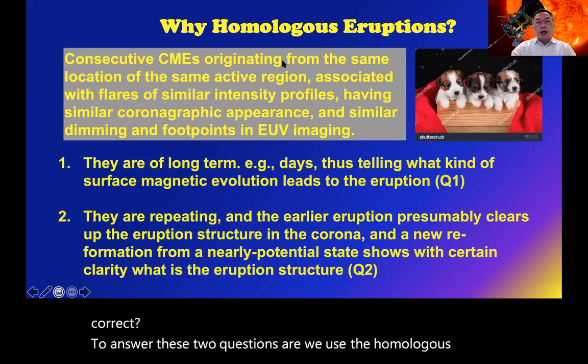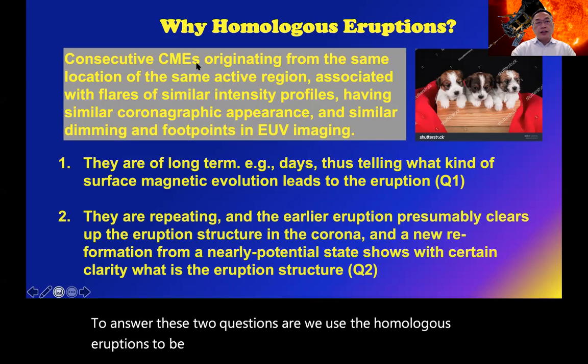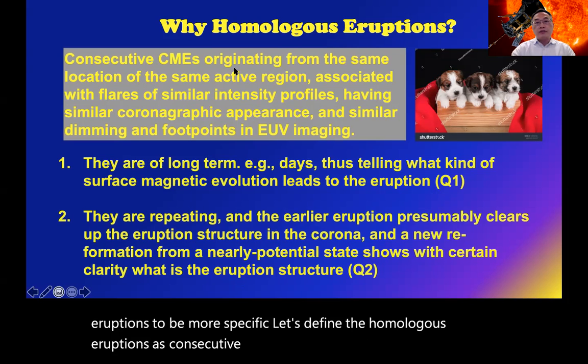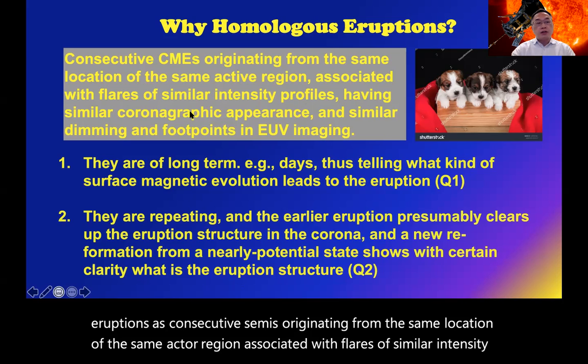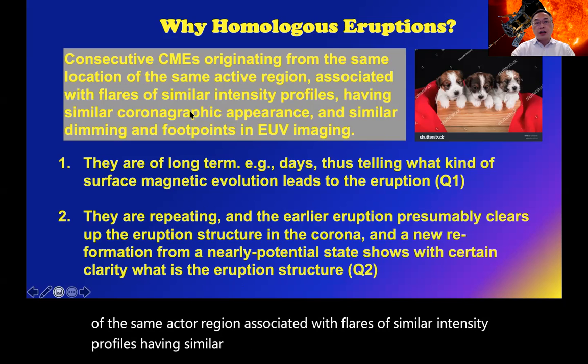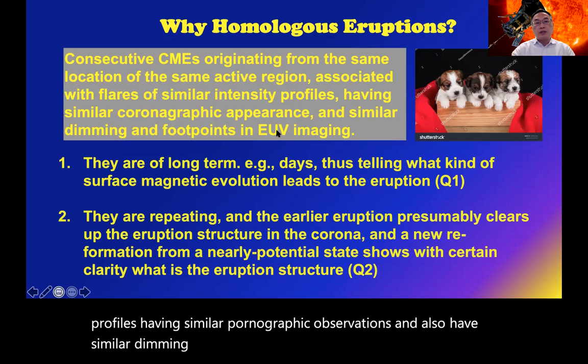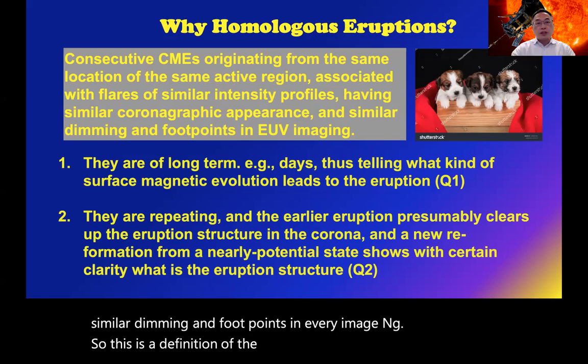To be more specific, let's define the homologous eruptions as consecutive CMEs originating from the same location of the same active region, associated with flares of similar intensity profiles, having similar coronagraph observations, and also having similar dimming and footpoints in UV imaging. So this is the definition of the homologous eruption.